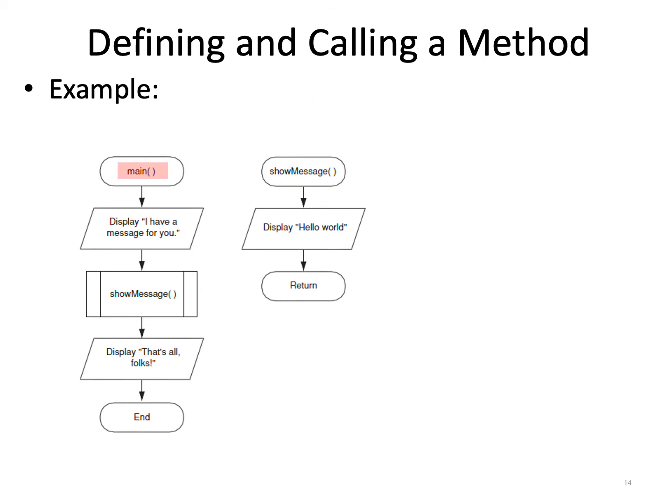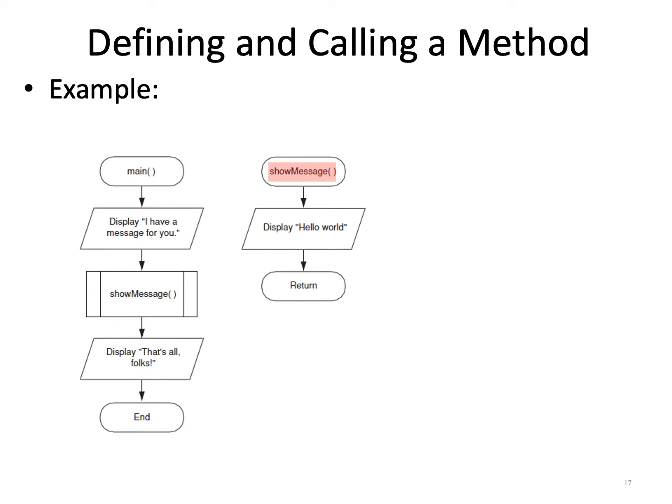Let's go through the flow of this flowchart. It first starts the program and executes the main method. Here you can write start as usual instead of main. Then we have an output to display I have a message for you. Next, it invokes a method called showMessage.